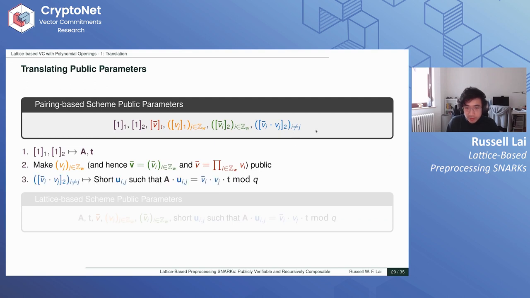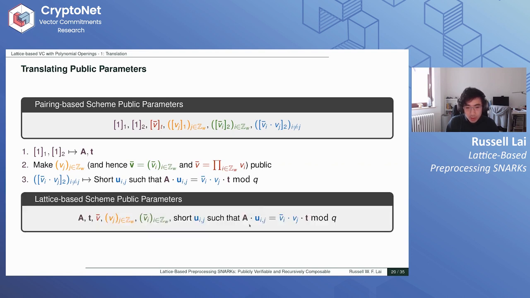But then we are going to do something different with these cross terms in group two. For each vi bar times vj in group two, we are going to give away some short pre-images, which is a vector uij, so that when we multiply A to it, we get v bar i times vj times the target vector t modulo q. After applying all these transformations, we obtain the following public parameters for the lattice setting. Then let me show you how we can deal with the rest of the algorithms.